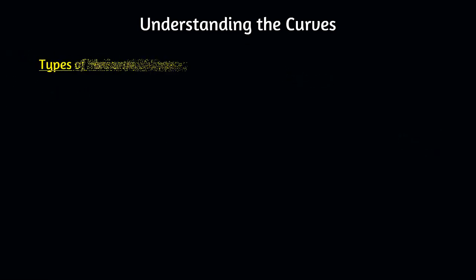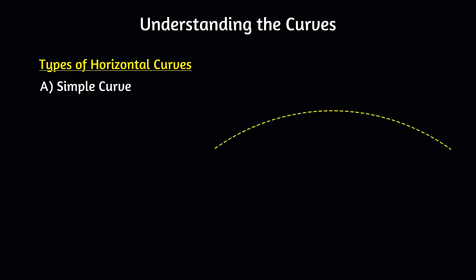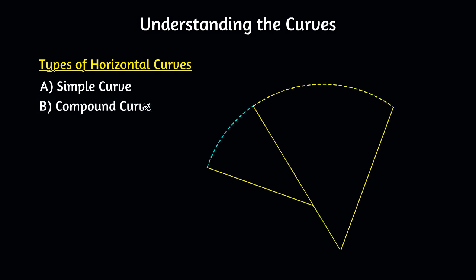Now, let's explore the different types of horizontal curves. A. Simple curve. A simple curve is an arc that connects two straight road sections meeting at a point. This is the most basic type of horizontal curve. B. Compound curve. A compound curve consists of two simple curves with different radii that curve in the same direction. This type of curve helps when space constraints require gradual turns.